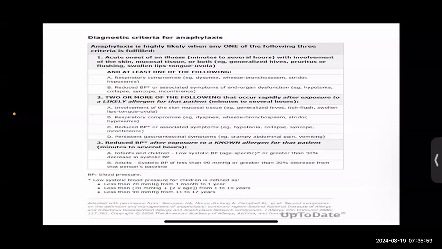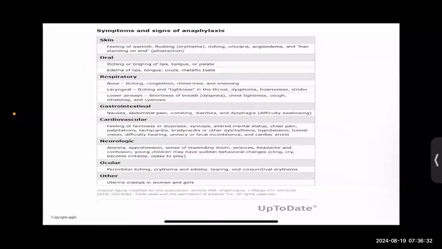Another diagnosis can be made when the patient has 2 or more of the following, if the patient has an exposure to a likely allergen. So if the patient has involvement of the skin, respiratory compromise, reduced blood pressure, and GIT symptoms, any 2 of the following with a history of being exposed to a likely allergen, you can make a diagnosis of anaphylaxis. Also, if the patient is exposed to an already known allergen and therefore develops reduced blood pressure after this episode, you can make a diagnosis of anaphylaxis.